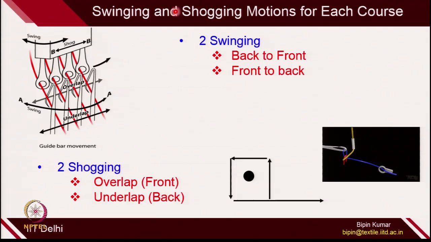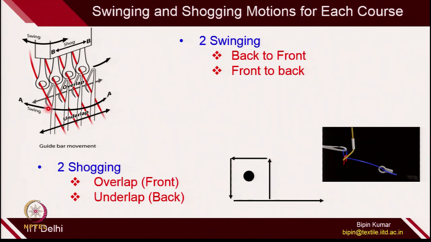So, before I move on, just a quick recap, because as I told you, swinging and shogging motion is very important for a warp knitted structure. Swinging and shogging motion is done by the guide bar, and one guide bar consists of many guides, and each guide provides yarn to one particular needle.